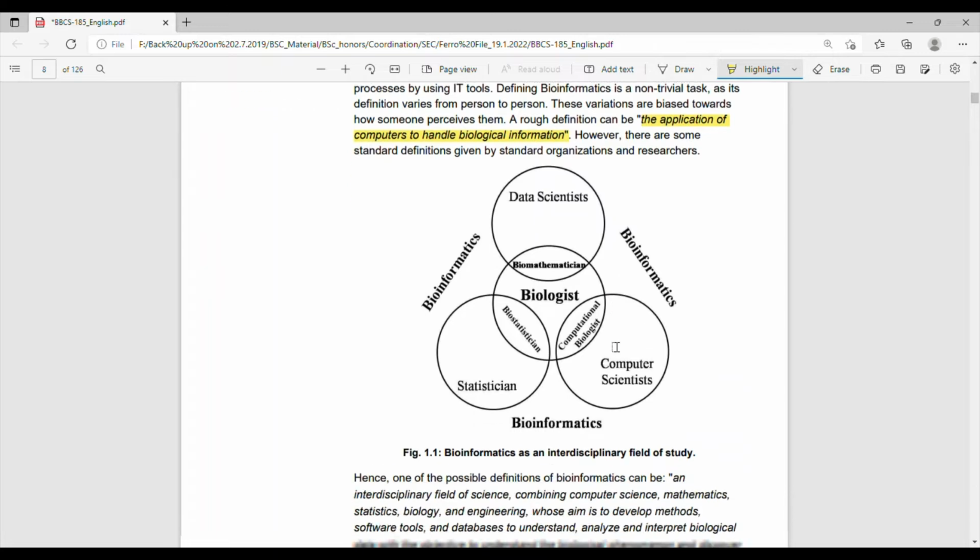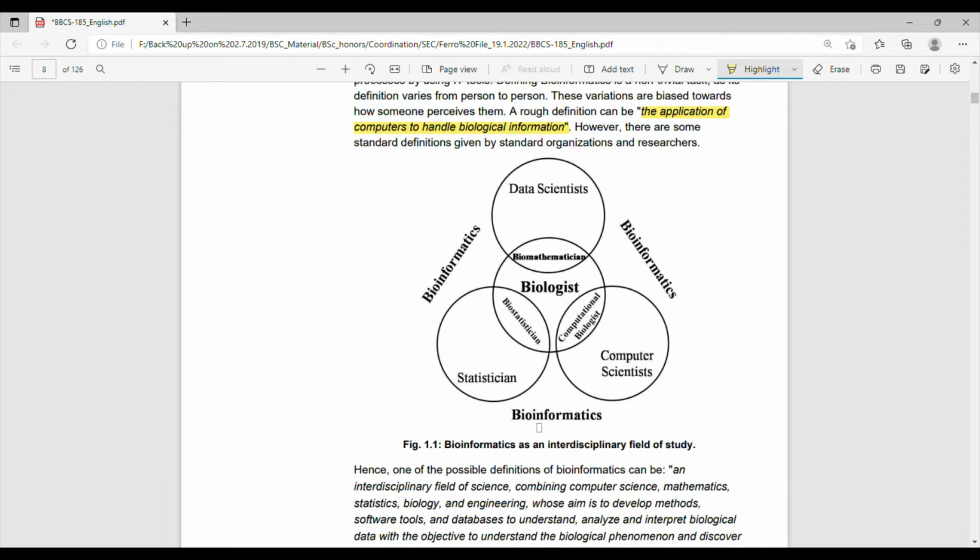applications of bioinformatics. However, in this pie chart, you can see how bioinformatics is playing a key role as an interdisciplinary field of study. That means bioinformatics is using the data produced from the laboratory, with the help of statisticians, with the help of computer science, taking the key consideration of biologists. So bioinformatics is going to be a combination of data, computers, and statisticians with special emphasis on biology.